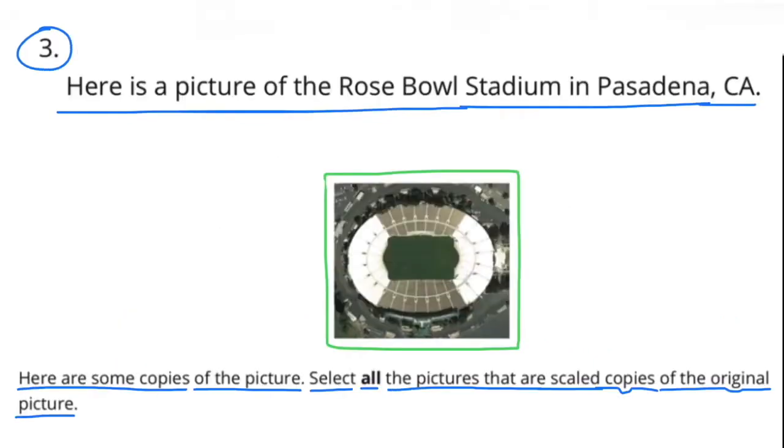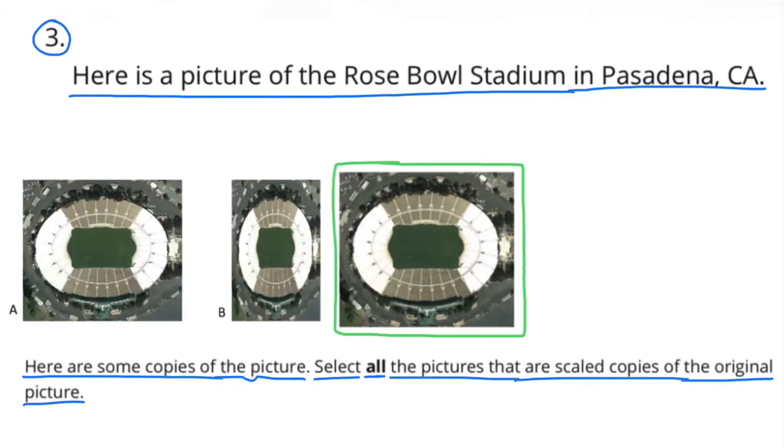Number 3. Here is a picture of the Rose Bowl Stadium in Pasadena, California. Here are some copies of the picture. Select all the pictures that are scaled copies of the original picture. Here's a look at pictures A and B in comparison to the original picture outlined in green.